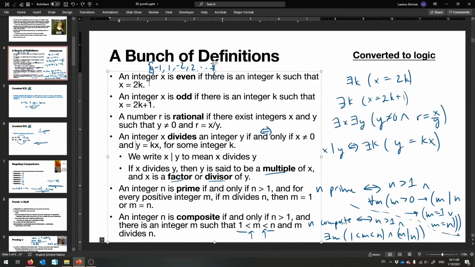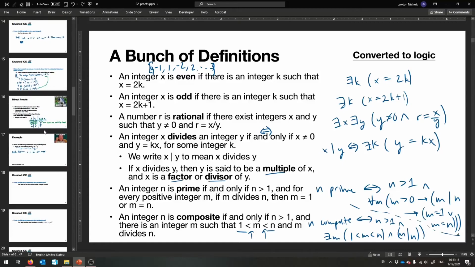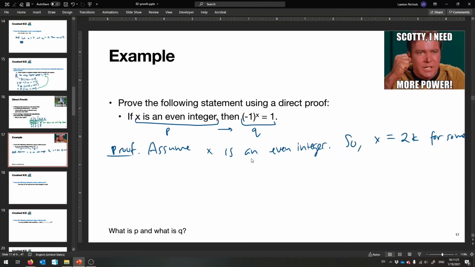So an integer is even if there exists an integer k such that x equals 2k. So we get that for free. Let's just use the definition. So x equals 2k for some integer k. So now we have this as well. That's part of our arsenal to go and prove this final statement. Okay? And now we're ready, I think.